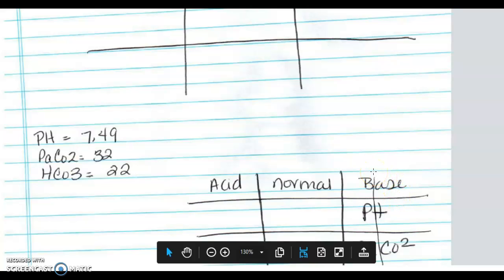We can mark this line out. PaCO2 represents respiratory. So by looking at this, we know that we are in respiratory alkalosis.